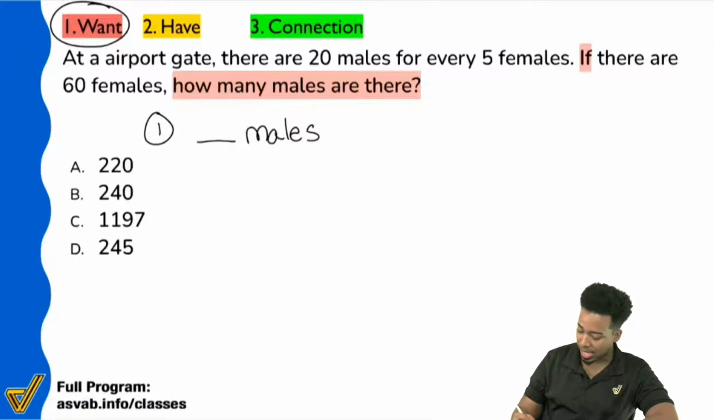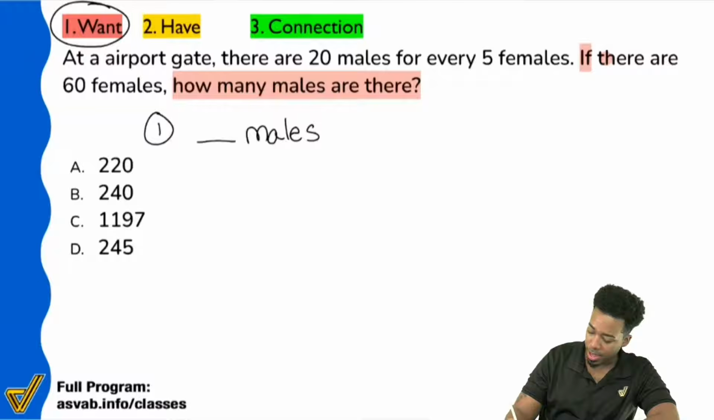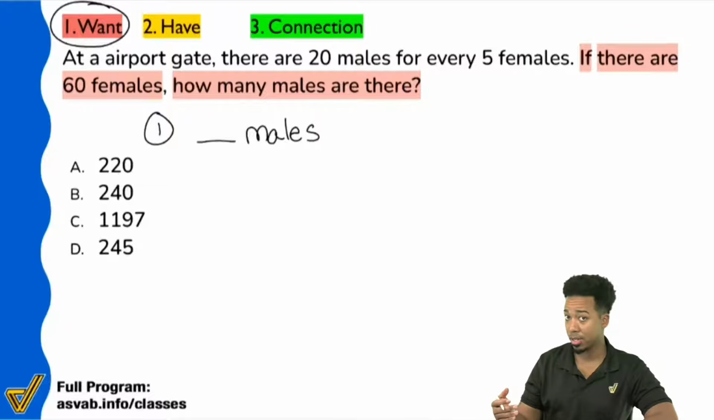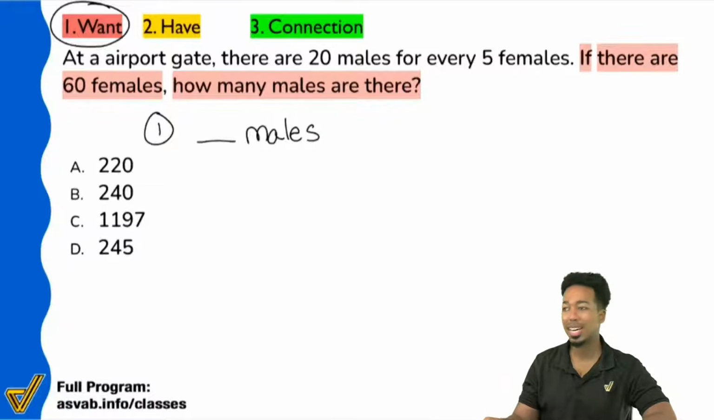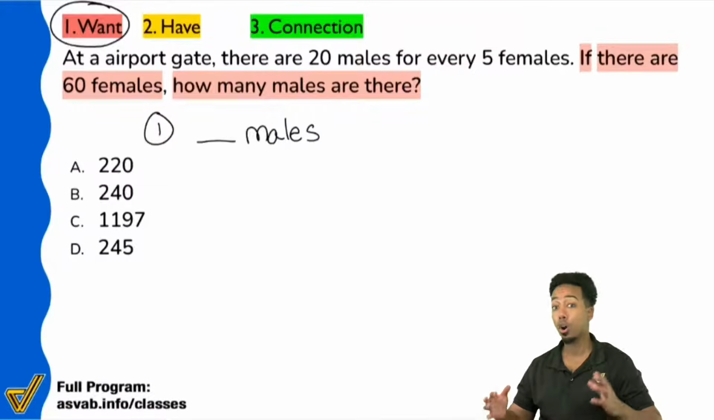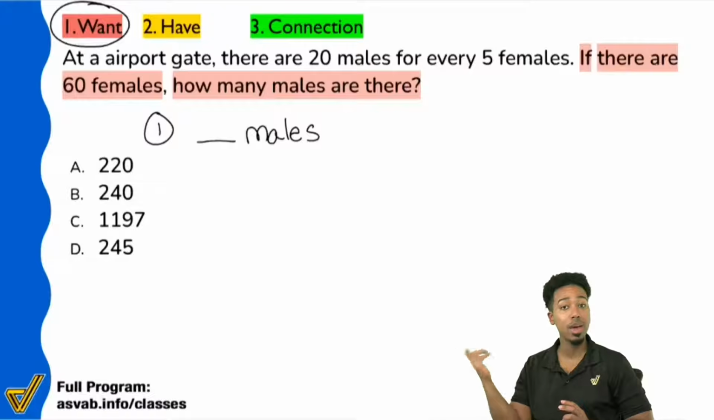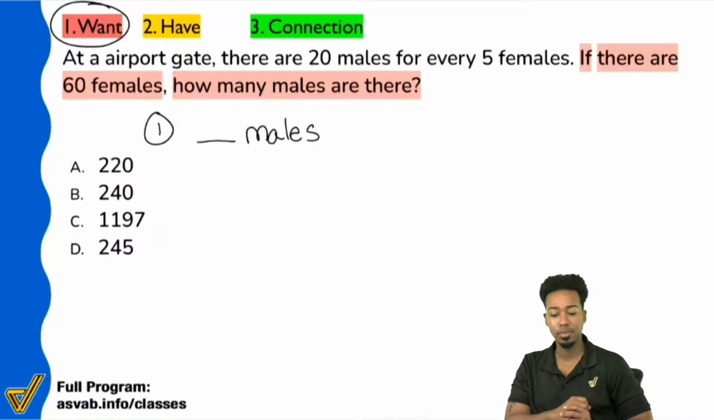And again, because they connect the information right here, if there are 60 females, how many males? Everyone, is it true that because those 2 pieces of information are in the same question sentence, the number of males is somehow connected to 60 females? Is that true?